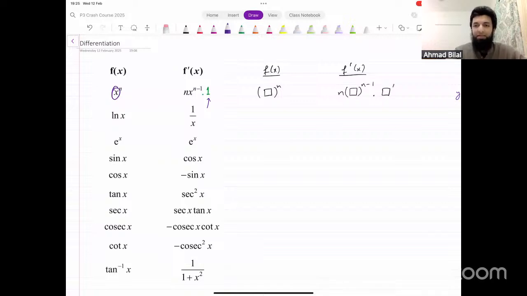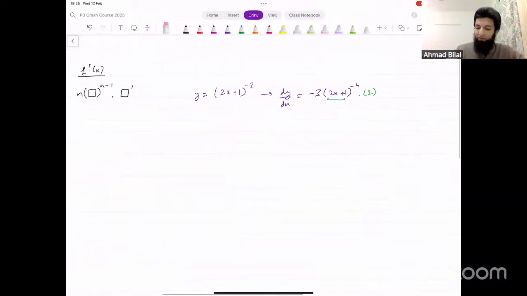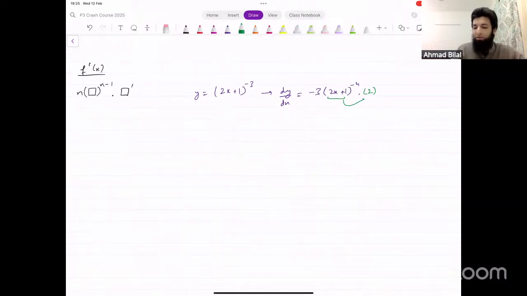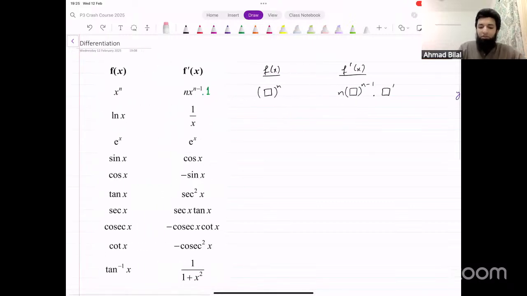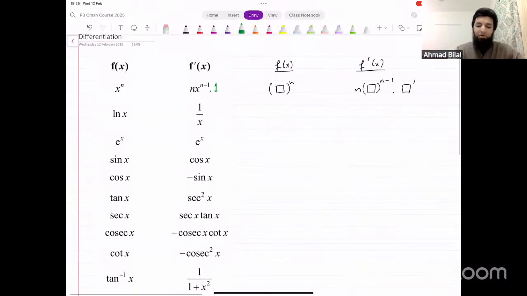But if it's anything other than x, like this, we need to make sure that we also multiply by the derivative of that. In case of x, the derivative is just 1. So that's why it's not visible there. Okay, for any other thing, it will be explicitly multiplied on the side. All right, so that was the power rule that we did.